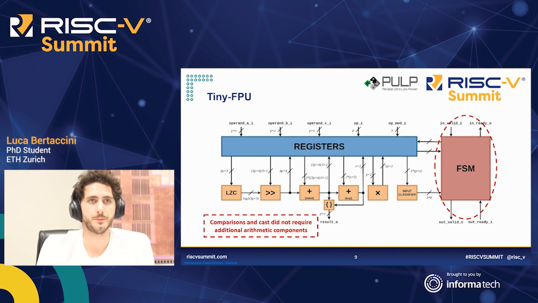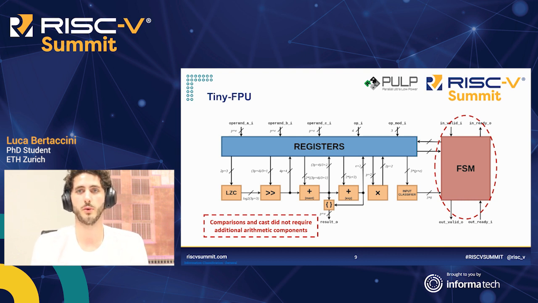Then we realized this for the ADDMUL operation group, and then we concentrated on comparisons and cast instructions. They did not require any additional arithmetic components. For this reason, we added just some control logic to the FSM, and we reused the data path resources we already instantiated for the ADDMUL operation group.